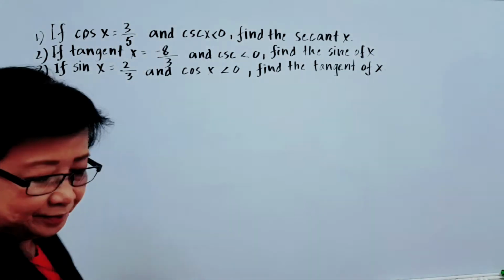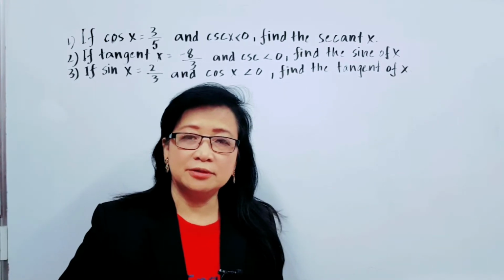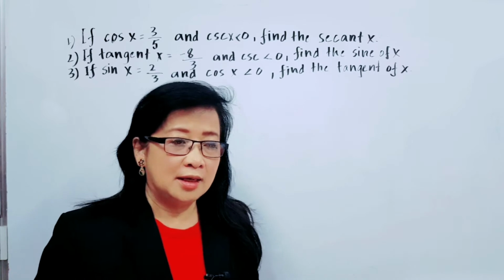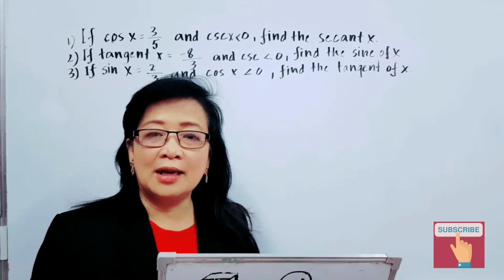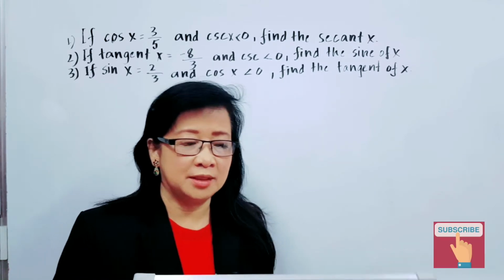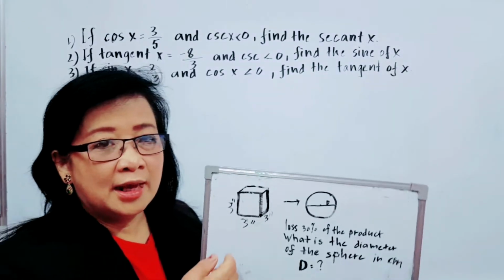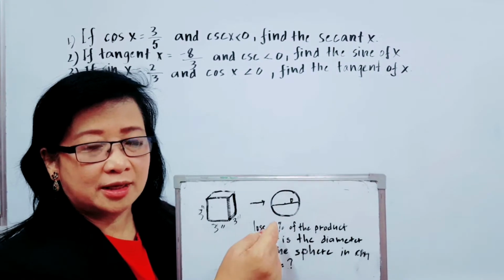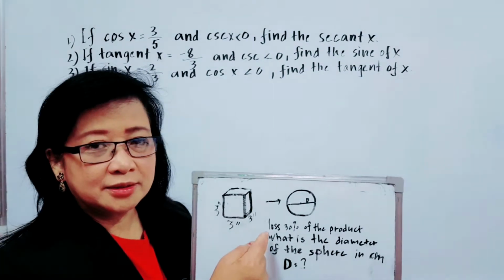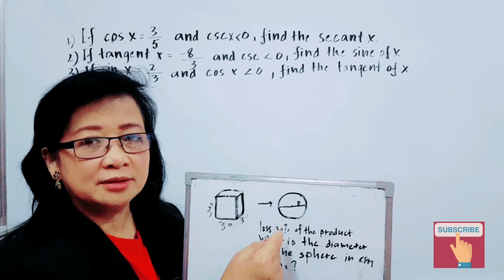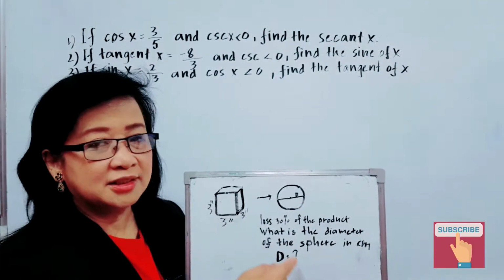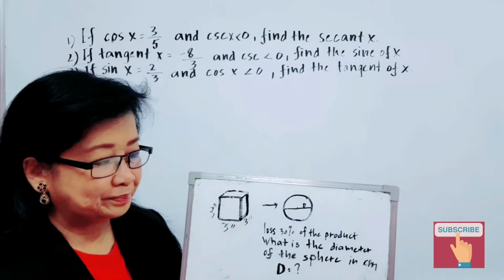Now, by the way guys, before we proceed to problem solving, let me first give you the answer to the last question from my last premiere. My question then was: a square block was melted and formed into a spherical shape. In the process, there's a loss of 30% of the product. What is the diameter of the sphere in centimeters?